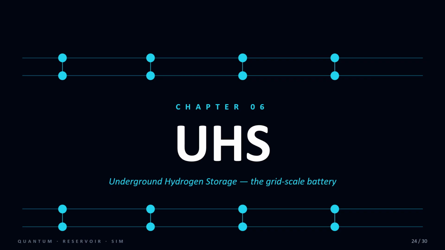Underground hydrogen storage can be understood as a large-scale, long-duration energy storage system. When renewable electricity production is high, hydrogen can be produced and injected underground. When energy demand is high, hydrogen can be withdrawn and used for power generation, heating, industry, or transportation. This is why UHS can be described as a grid-scale battery. However, unlike electrochemical batteries, underground storage can potentially store very large energy volumes over long periods.